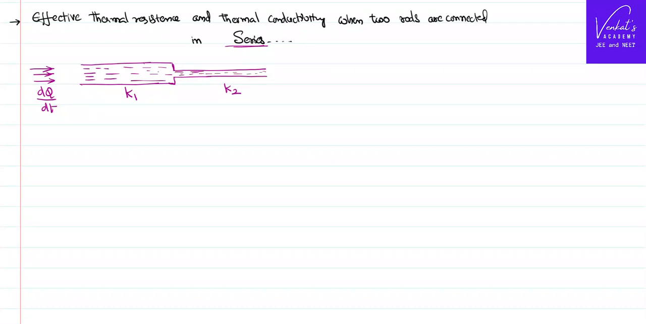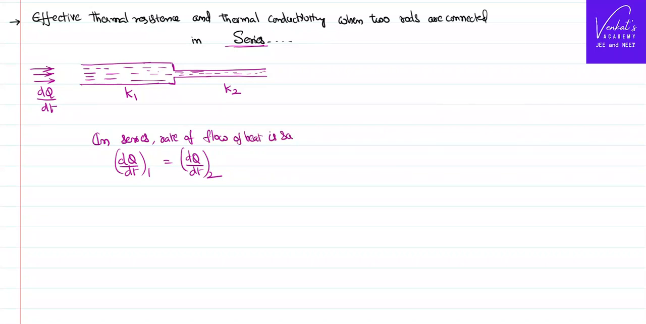So what we can say is, dQ/dt that's happening to the first rod is equal to the dQ/dt that's happening to the second rod. So what we need to understand carefully is, in series connection, rate of flow of heat is the same.